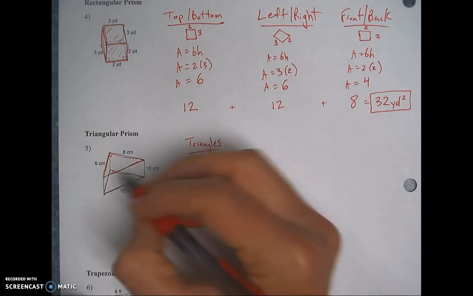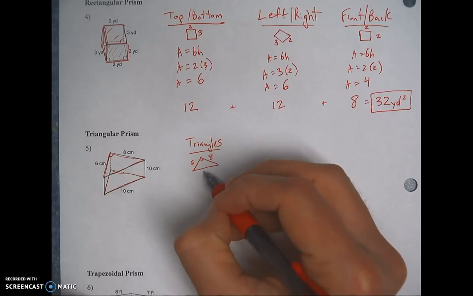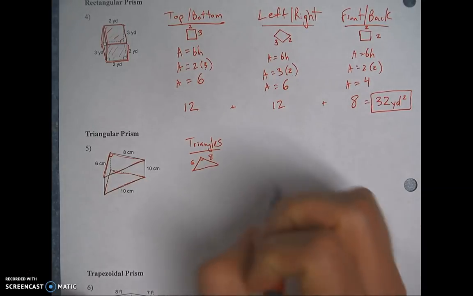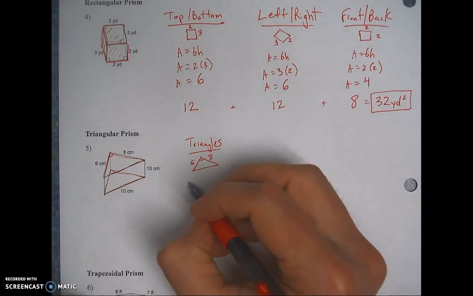This side's 6 right here, and this side's 8. Now this side's 10, but we don't need it, so I'm not even going to put it in the picture. It is 10, but the base and the height are right here, and those are the only 2 lengths that I need to find the area.